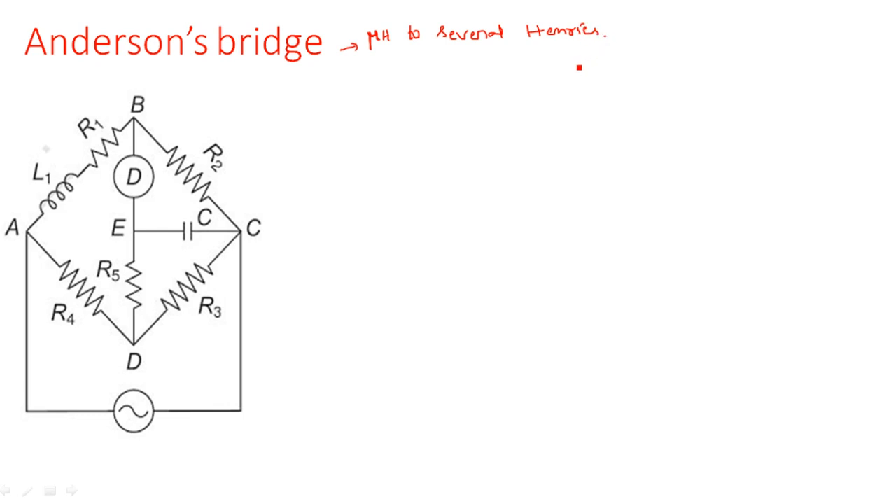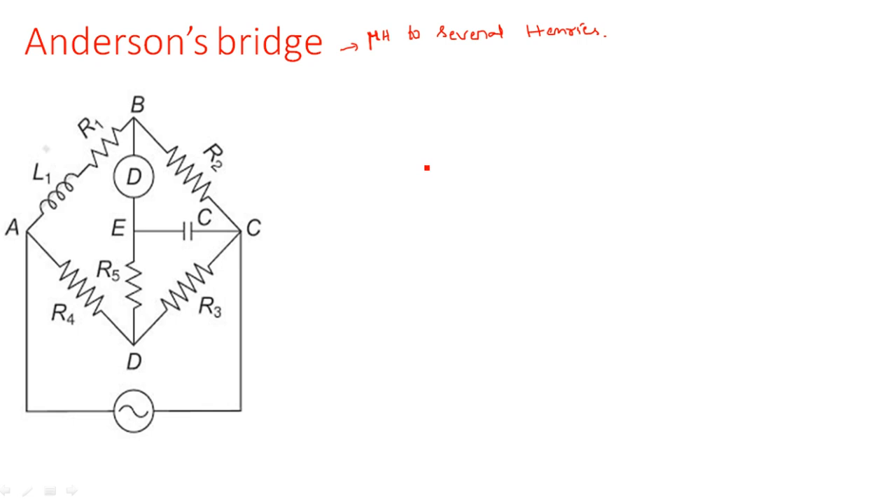Okay, so Anderson bridge is used to measure the unknown inductance, but the unknown inductance which can be measured is in the range of microhenries to several henries, like 1 henry, 2 henry, 7 henry, like that we can measure in the range of henries. Okay, this is the Anderson bridge.